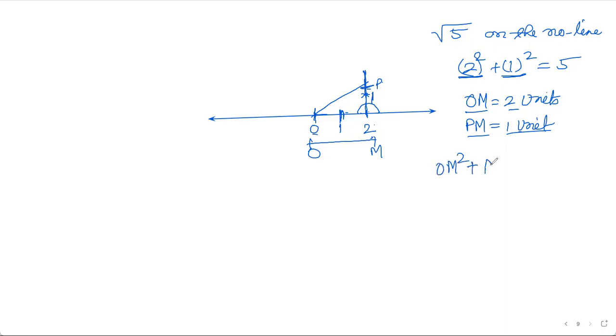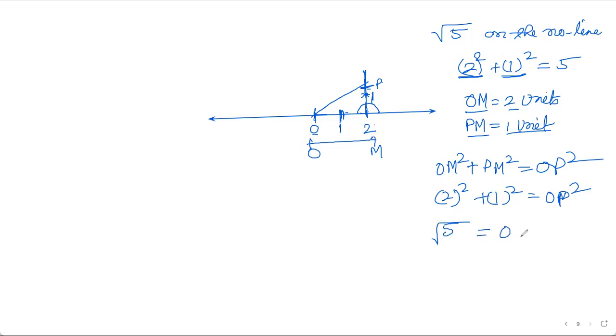OM square plus PM square equals OP square again. So 2 square plus 1 square. This is to be written in the sum also because this is a total geometry presentation. So you have to write this. So root 5 will give you OP. So OP represents root 5 on the number line. But that is to be drawn on the number line. So taking O as the center and OP as the radius, draw an arc which will intersect the number line here. So this is the exact point K which will represent root 5 on the number line. And this is 2.23 I think.